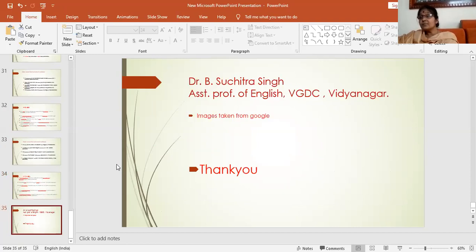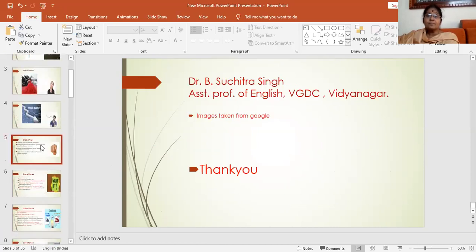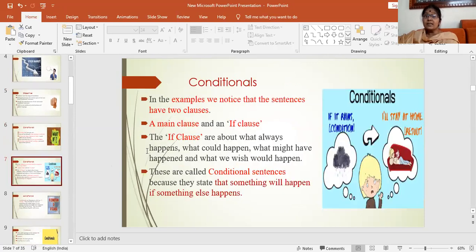So I hope you have understood. So what are conditionals? Let us just brush up on what conditionals are. Conditionals are nothing but sentences that have a main clause and the if clause. And the if clause is all about what always happens, what could happen, and what might happen, right? And what we wish would happen. So they are called conditionals because they state that something will happen if something else happens.